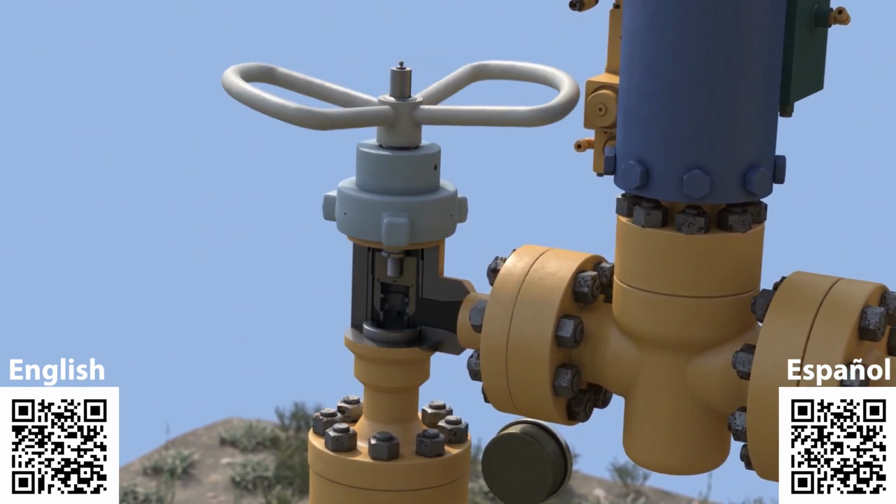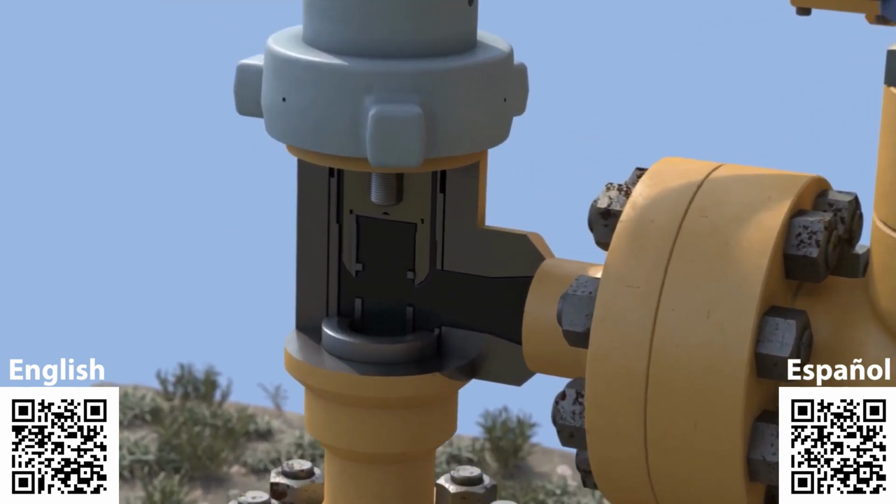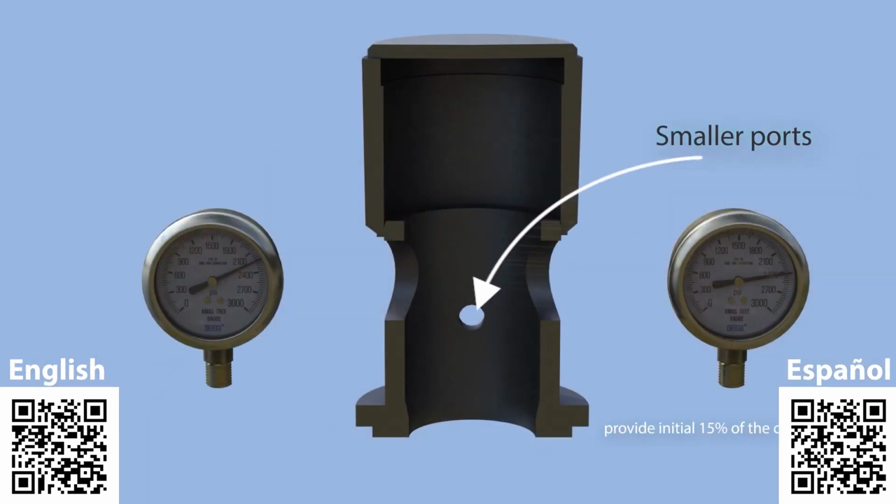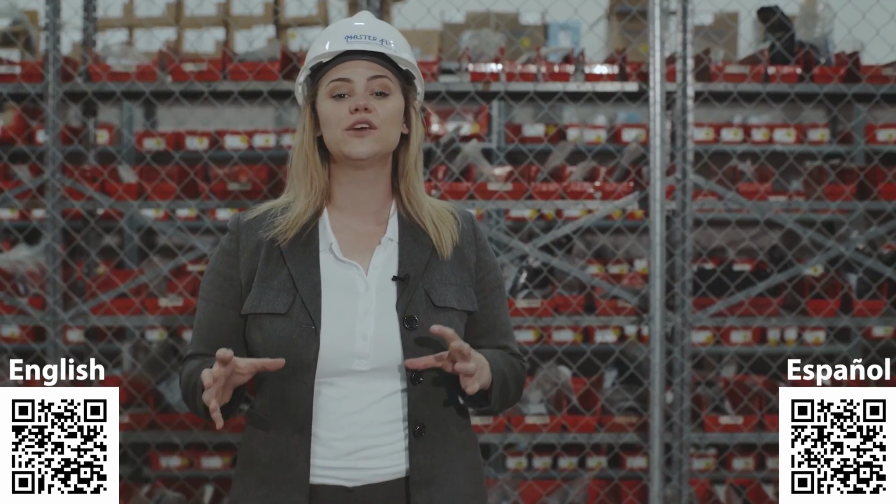MasterFlow's standard trim provides a high level of control over its life. The smaller, lower ports provide the initial 15% of the control range, while the larger ports provide the valve's overall capacity. This results in an equal percentage flow characteristic curve and high liquid pressure recovery factor.